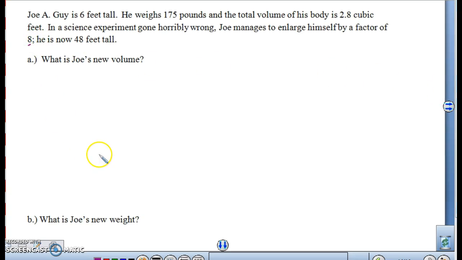He multiplied by 8. So the ratio of his size, or his length, he went from 6 feet to 48 feet. So that is a ratio of 1 to 8. That's the ratio of his size, 1 to 8. So how tall he is, a ratio of 1 to 8. Now, that's just a length. You would just pull out your yardstick and measure 1 to 8 for his feet, or a ruler, whatever you happen to have. Now, it says, what's his new volume?